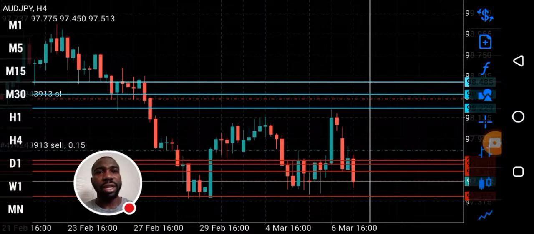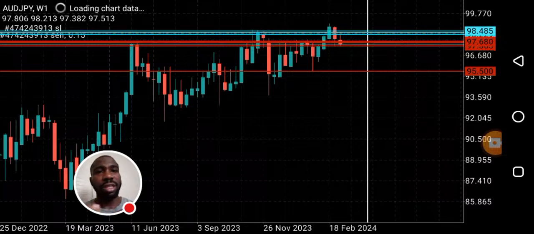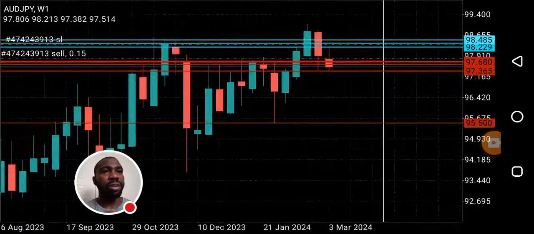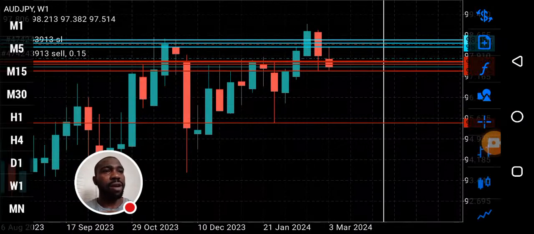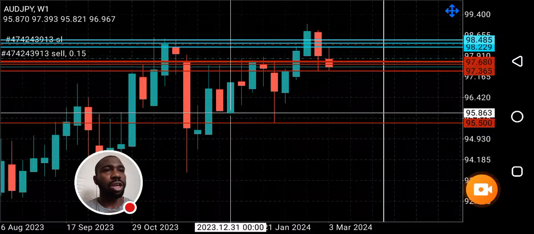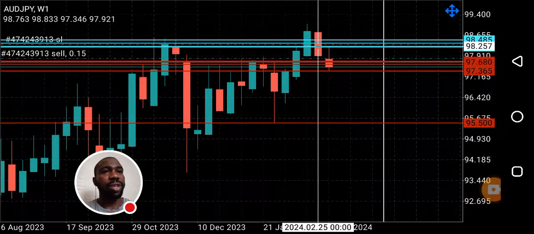So let's start with the weekly time frame, to see why my bias on Australian dollar JPY is bearish. Okay, so you can see how last week's candle closed. It closed strongly bearish.